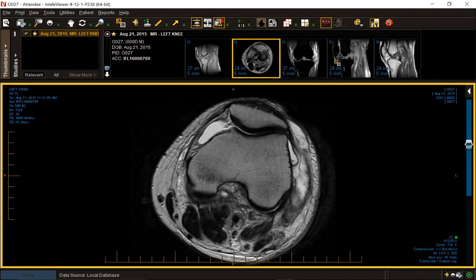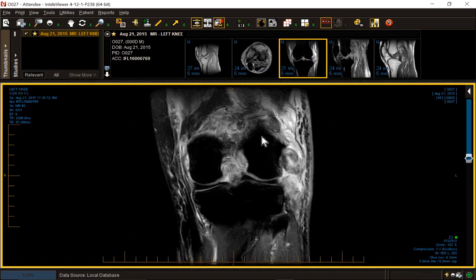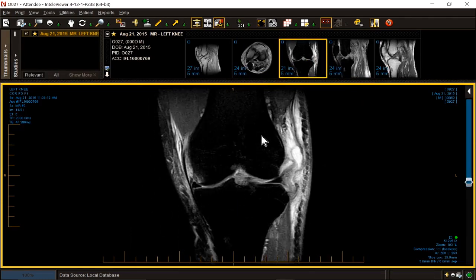Okay, so let's put up our coronal first. We can get a lot of information here quickly.